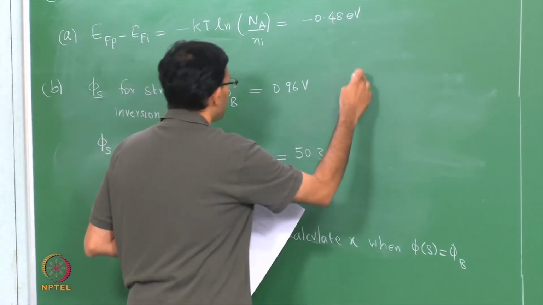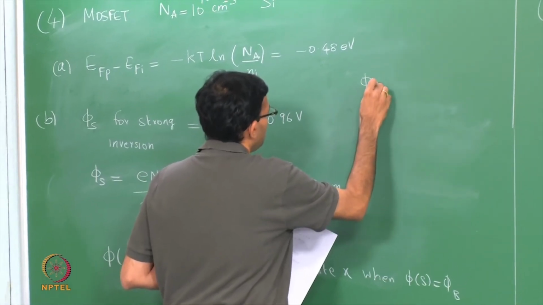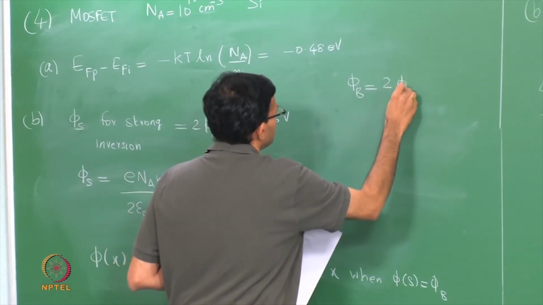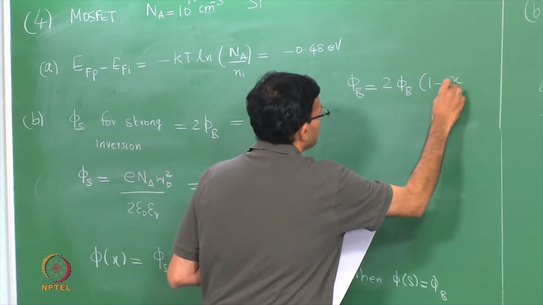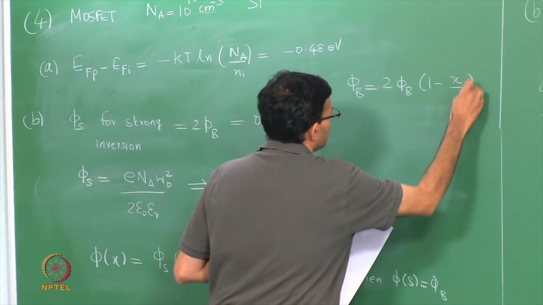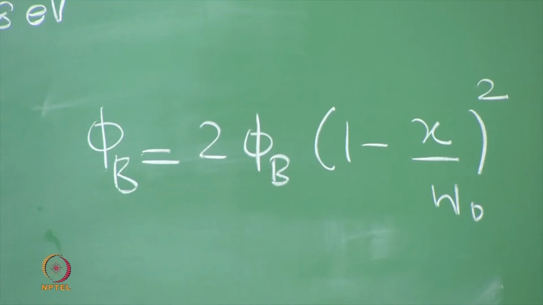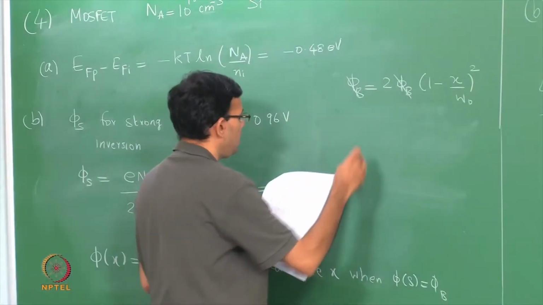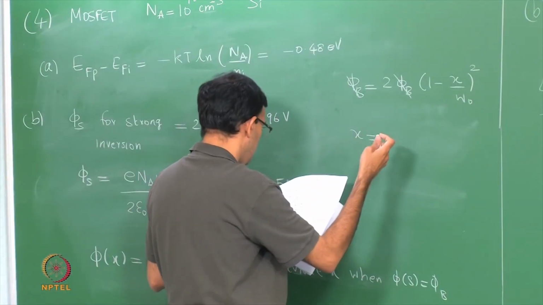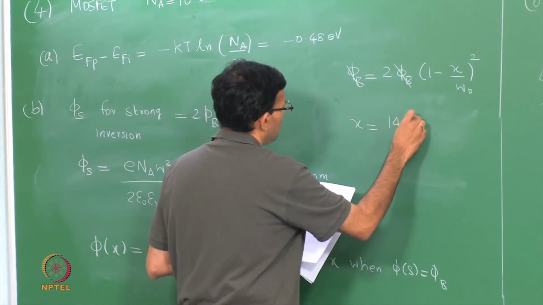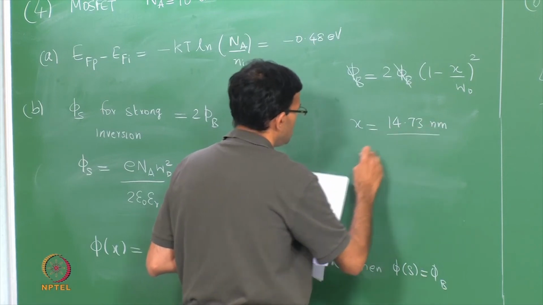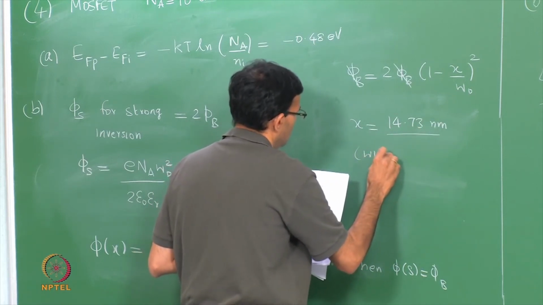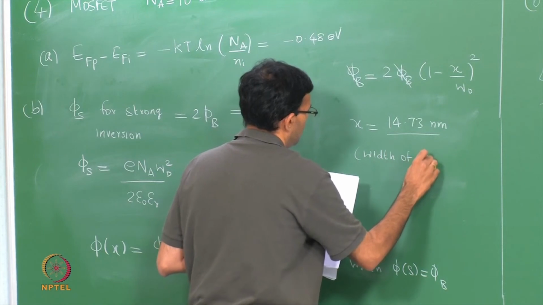So, we can use the expression phi b, the surface potential is 2 times phi b. This is something we have seen in class, 1 minus x over W d the whole square. So, W d is known, so we can calculate the value of x, and x is essentially 14.73 nanometers. So, this is the width of the N channel.